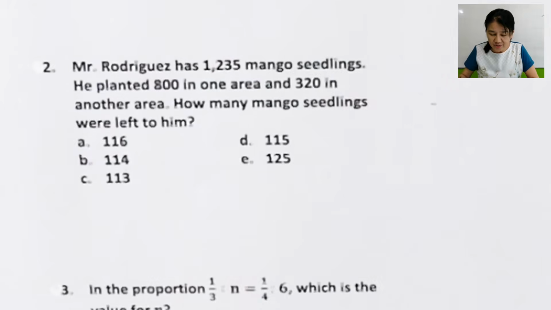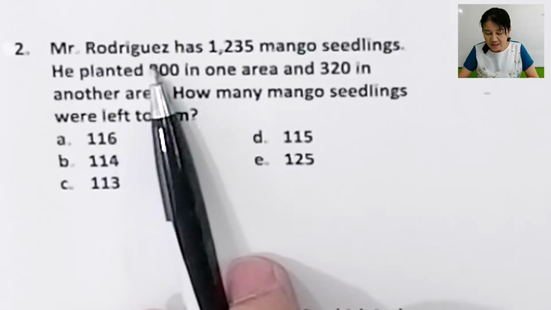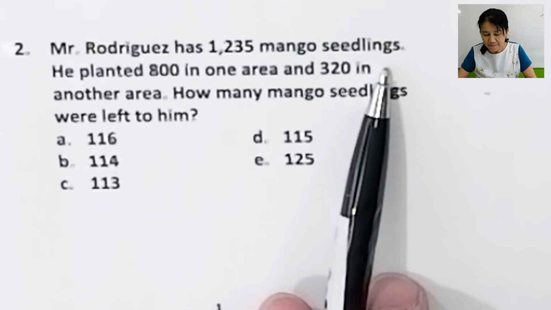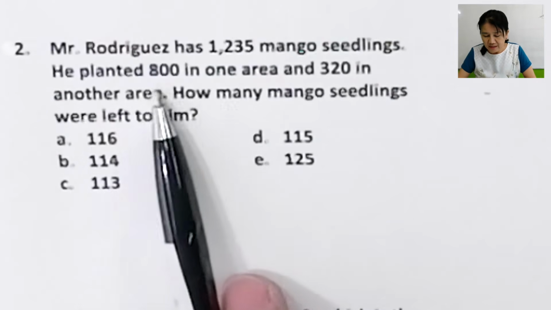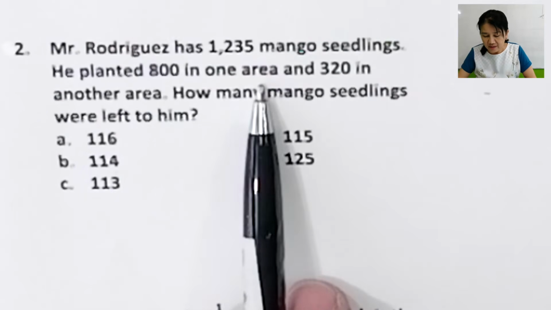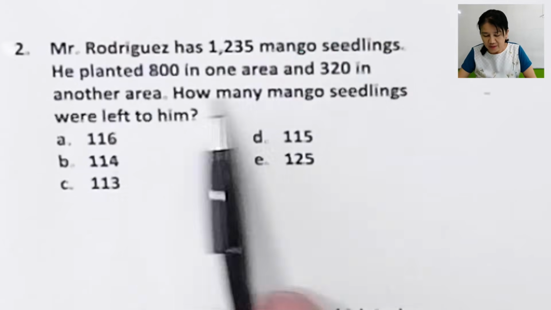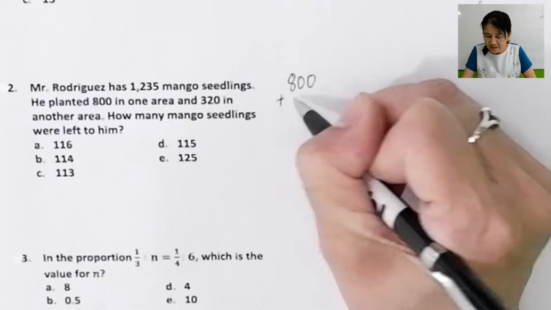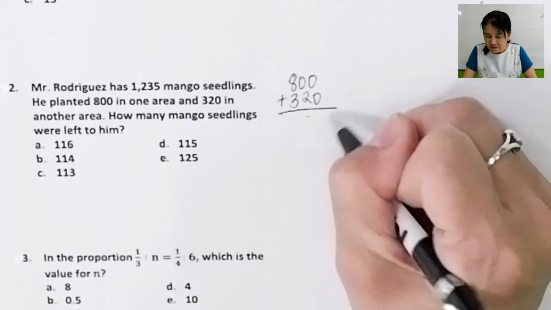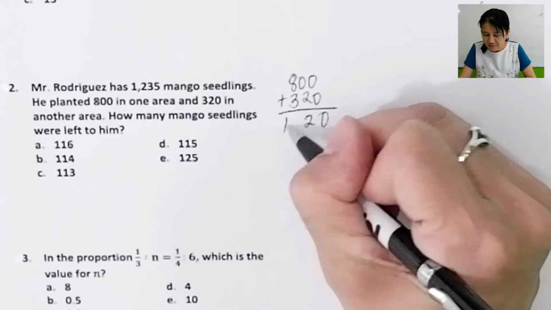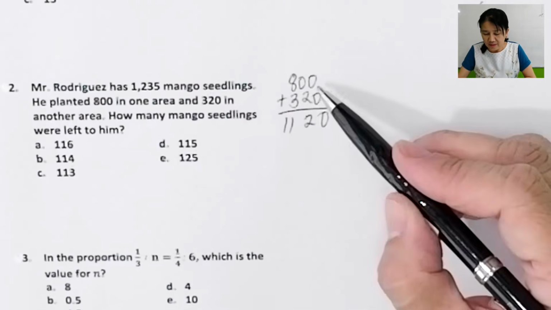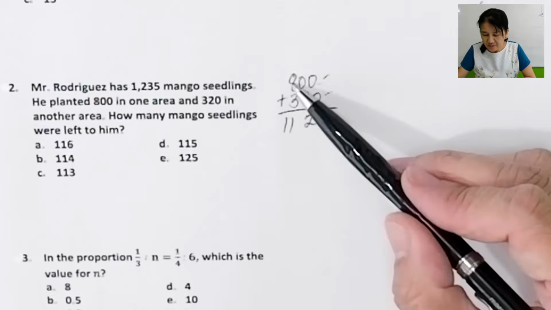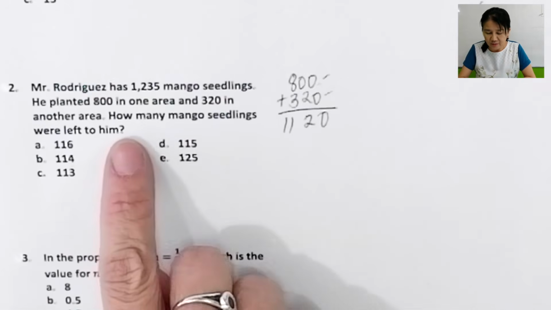Next, problem number 2. Mr. Rodriguez has 1,235 mango seedlings. He planted 800 in one area and 320 in another area. So he planted a total of 1,120. We added 800 and 320, which gives 1,120.